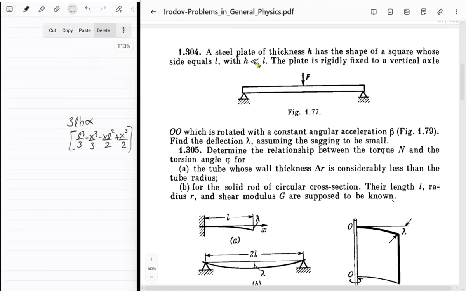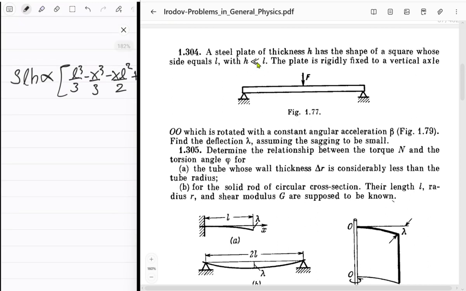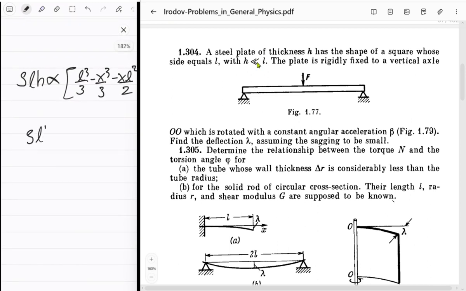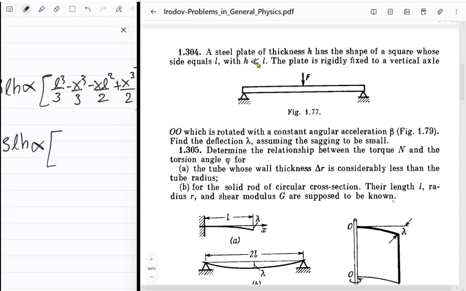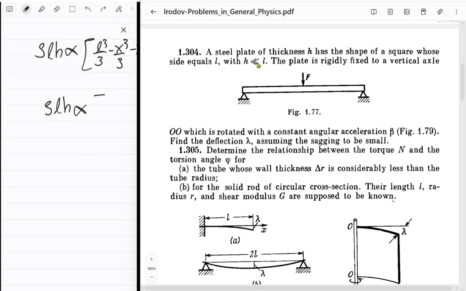So you don't need this anymore. It's just this. This is our torque, right? Okay. Simplify first of all. It's just rho L h alpha times, let's see. You know what? Just take that 1 upon 6 out.